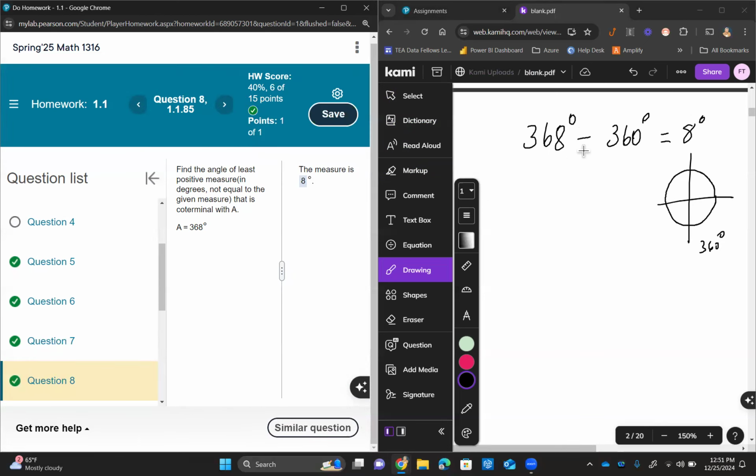If you add 360 and you find a very big number like 728, the answer is still correct, but homework will mark it wrong because the homework is asking for least positive measure. So the least positive is 8, but if you add and give them a bigger number, it's still a coterminal angle, but that's not what they want. We're going to go to question 9 next.